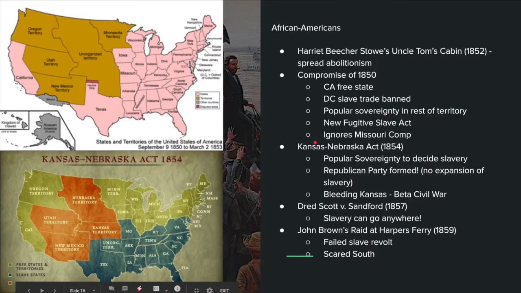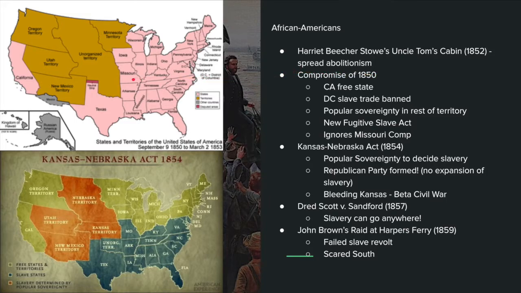Now, obviously, African Americans are going to be a huge part of this unit. Now we're talking pre-Civil War here, you should know about Harriet Beecher Stowe's Uncle Tom's Cabin, published in 1852. This novel depicts what life is like for a slave, and it is going to spread abolitionism through the northern states. We also see the U.S. continue to put band-aids on the issue of slavery.